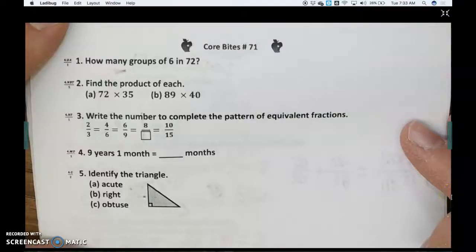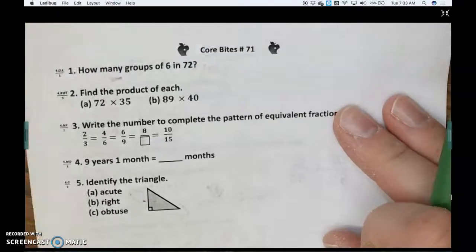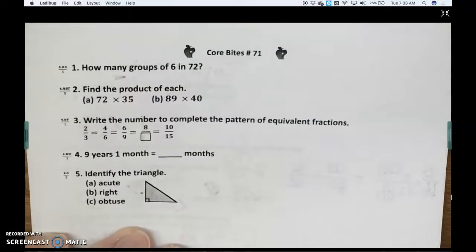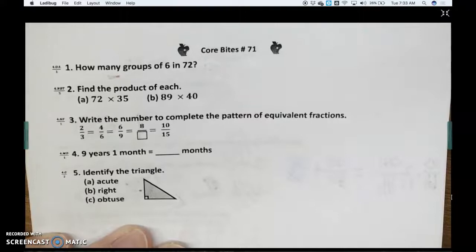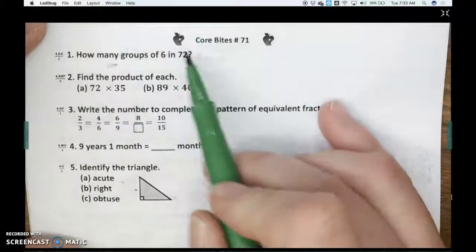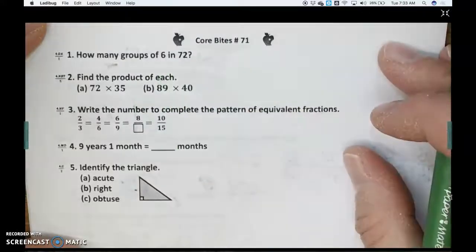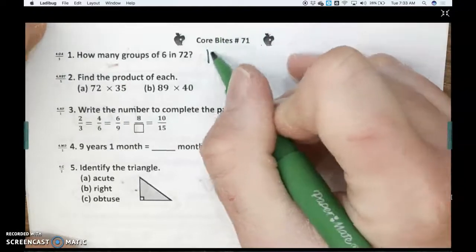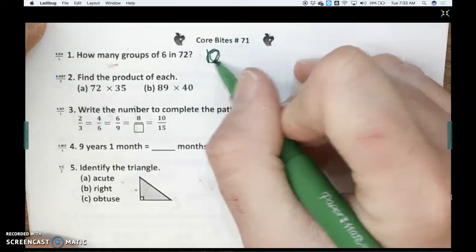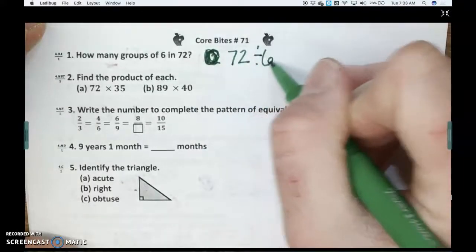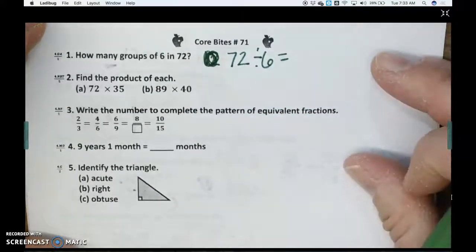All right, everybody. Here you have your core bites number 71. And the first one says, how many groups of 6 are in 72? So if you're trying to find equal groups, you're going to have to divide 72 by 6 to get your answer. You're going to do 72 divided by 6 equals. So you're going to have to divide it.